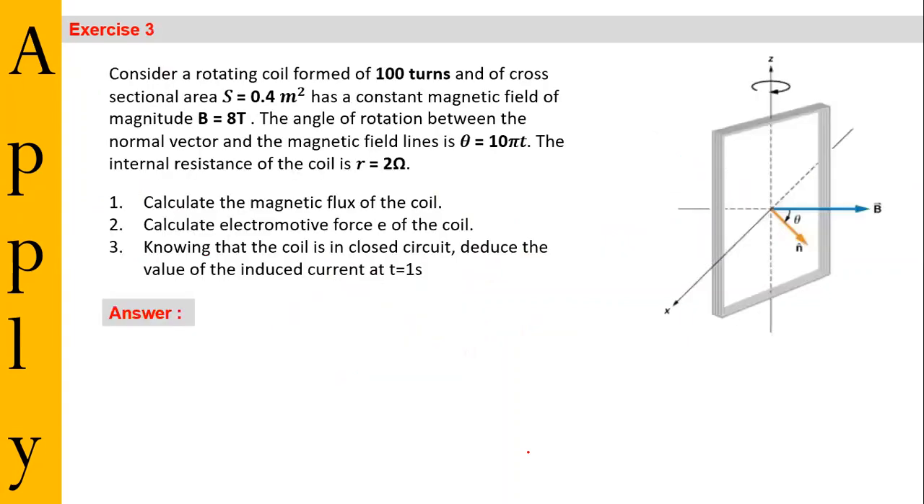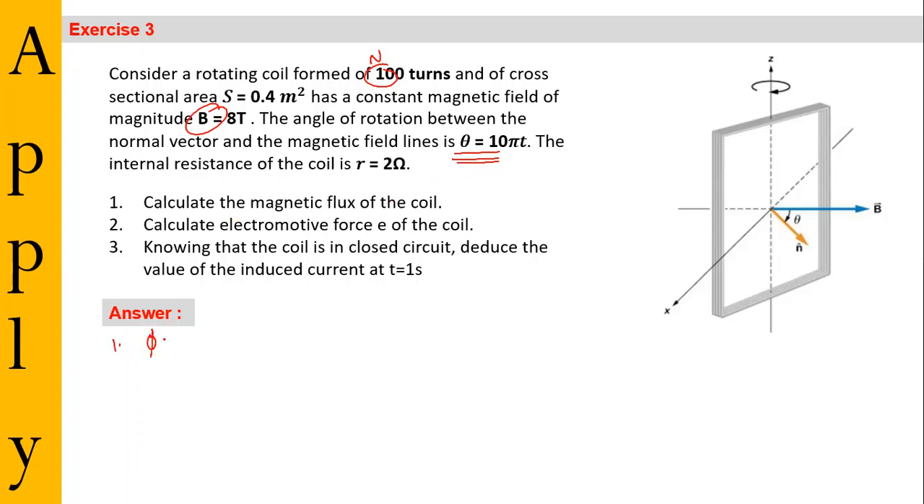Last exercise. Now consider a rotating coil of 100 turns, and cross-sectional area S equals 0.4 meter squared. We have N, S constant, we have also B constant, but who's the variable here? The variable is the angle. The angle theta is equal to 10 pi t, and I have an internal resistance R equal to 2 ohm. So calculate the magnetic flux of the coil.